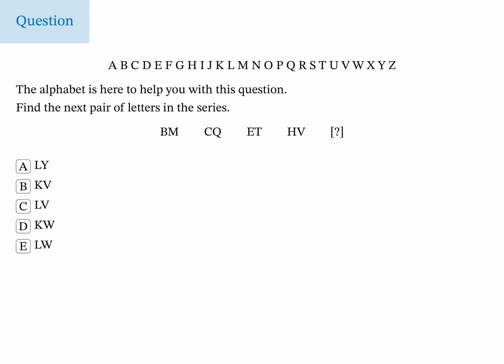Okay, we've got one answer in so far. As I said, this is a little bit more tricky, so I'm going to give you a little bit more time just to see if you can figure out what the relationship is, what the pattern is, and then apply it to find the next pair of letters in the series. Okay, we've got a couple of answers now. A few more seconds, and then we'll have a look at this one.